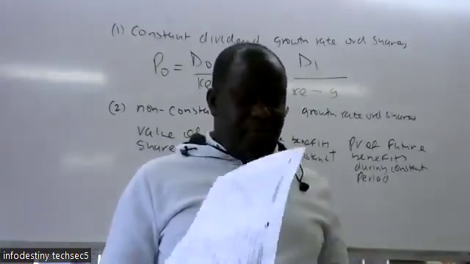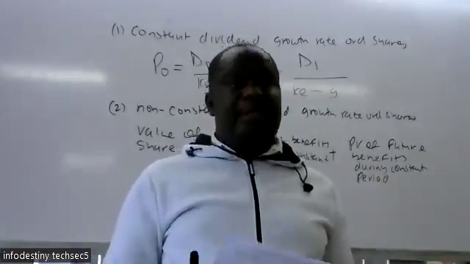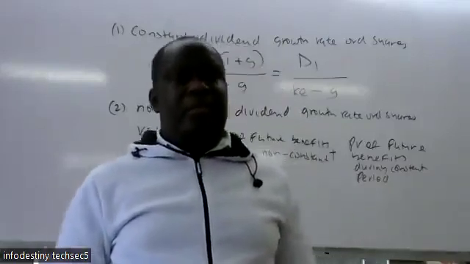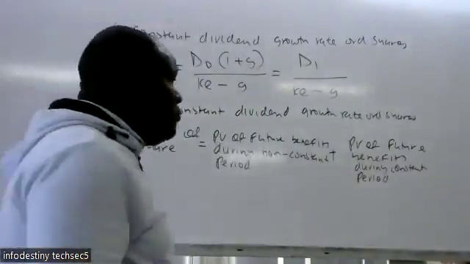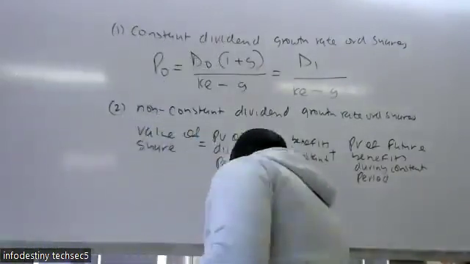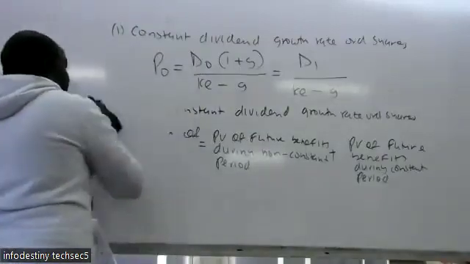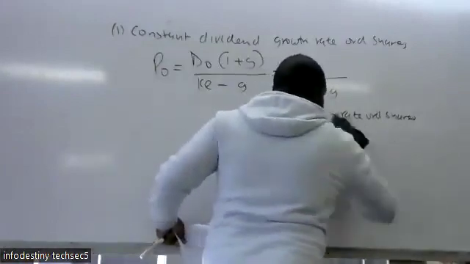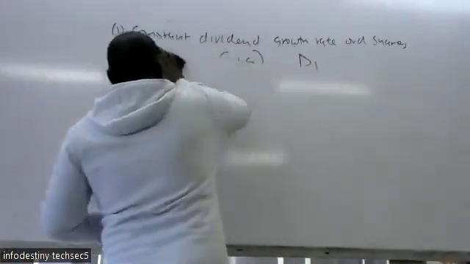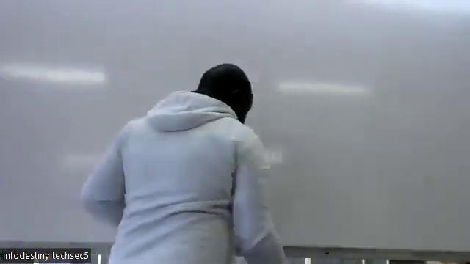So first, you will calculate the growth rate. I have said that you can either use the retention ratio method or the compounding method. So for this one, you are to use the compounding method in order to get the growth rate.